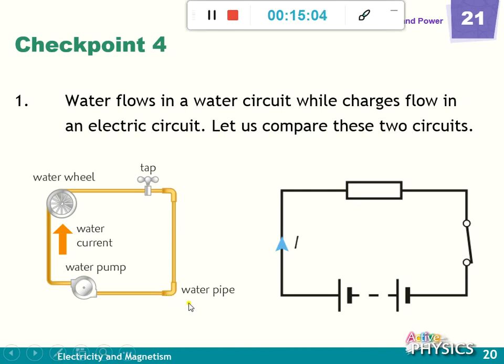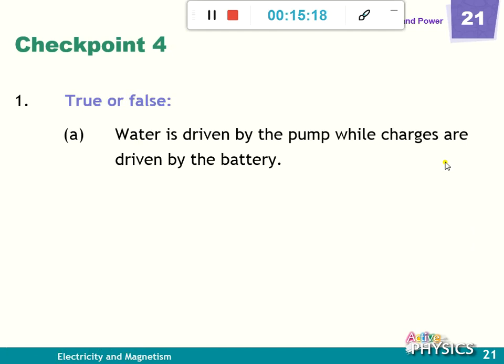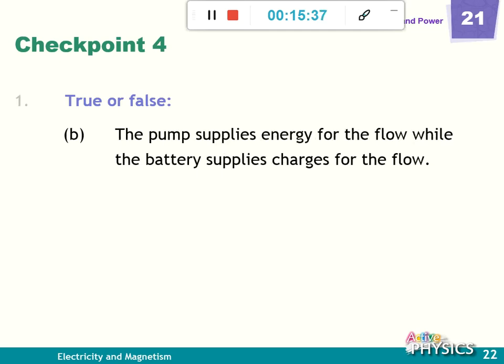Look at this. Water flows in the water circuit, while charges flow in an electric circuit. Let's compare these two circuits. Water is driven by the pump, while charges are driven by the battery. The pump pumps the water to flow, and the battery pumps the charges to flow. Remember, it does not produce charges. It only gives energy to the charges and pushes them along. Okay, part B.